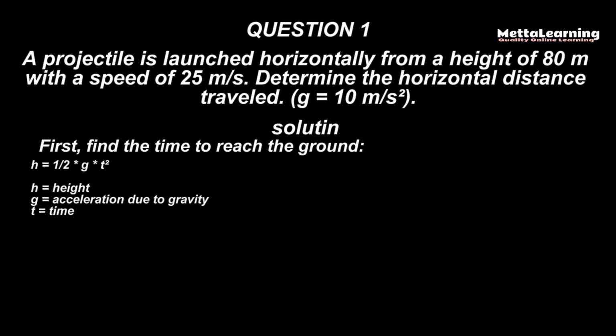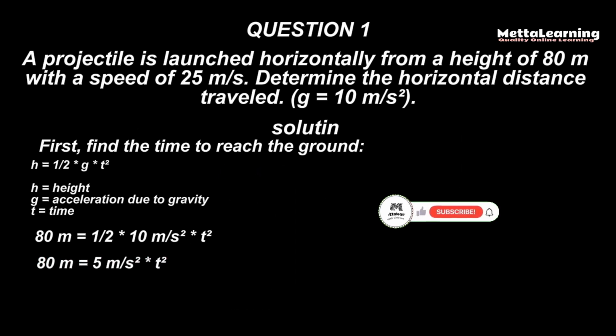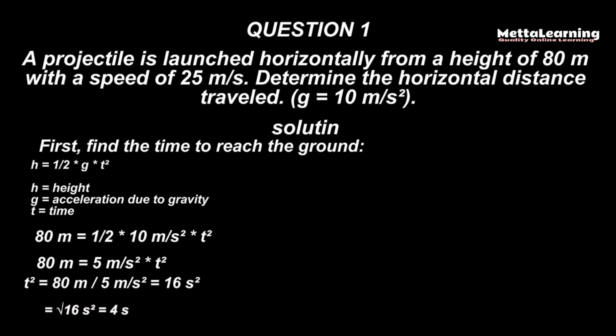Plugging in our height, which is 80, and our g, which is 10, we have 80 equals half times 10 times t squared. Dividing through by 2 on the right hand side, you have 80 equals 5t squared. Then dividing through by 5, t squared equals 80 divided by 5, which is 16. Next we square root both sides, so t equals square root of 16.